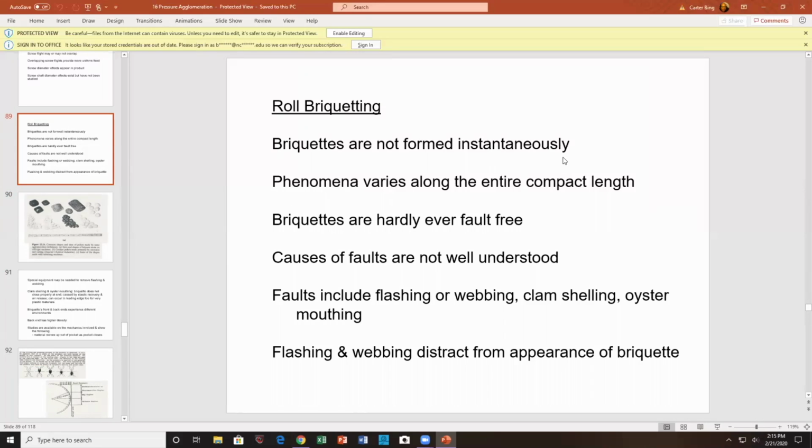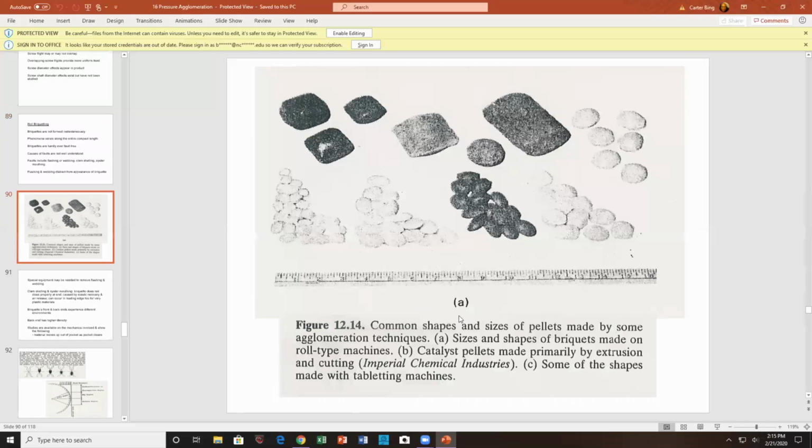Briquettes are not formed instantaneously. Phenomena varies along the entire length. Briquettes are hardly fault-free. Causes of faults are not understood. Faults include flashing or webbing around the perimeter at the lead, clamshelling, oyster mouthing, which detract from the appearance of briquettes. When I'm burning them on the fire for the barbecue, I don't care about the webbing and flashing. It could be a part where I want to put the match. But anyway, here's some pictures for you.